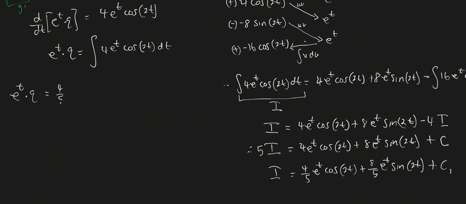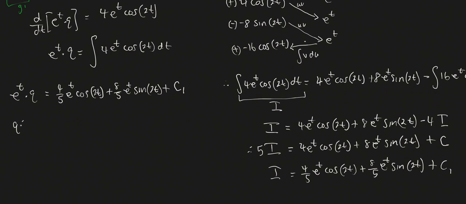So 4/5 e to the t cosine of 2t plus 8/5 e to the t sine of 2t, and I'll put the c1 there. That's fine. I don't have to. You could just go back to the regular c if you'd like. And then solving for, so here's our general charge function.